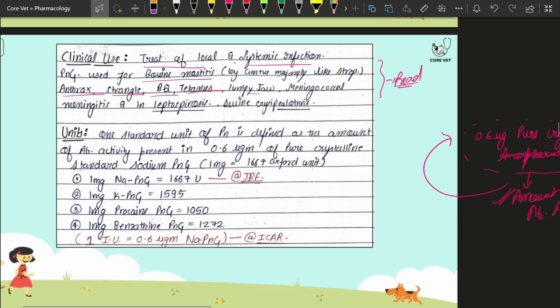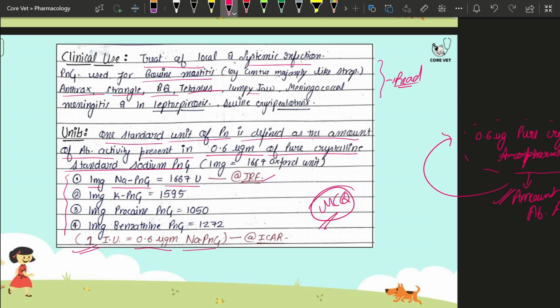Here is the definition also: one standard unit of penicillin is defined as the amount of antibacterial activity in 0.6 microgram of pure crystalline standard sodium penicillin G. Units are also asked in the ICAR exam. So note down that 1 mg of sodium penicillin G is equal to 1667 units. You can learn these. So 1 IU is equal to 0.6 microgram of sodium penicillin G. These generally come in MCQs.